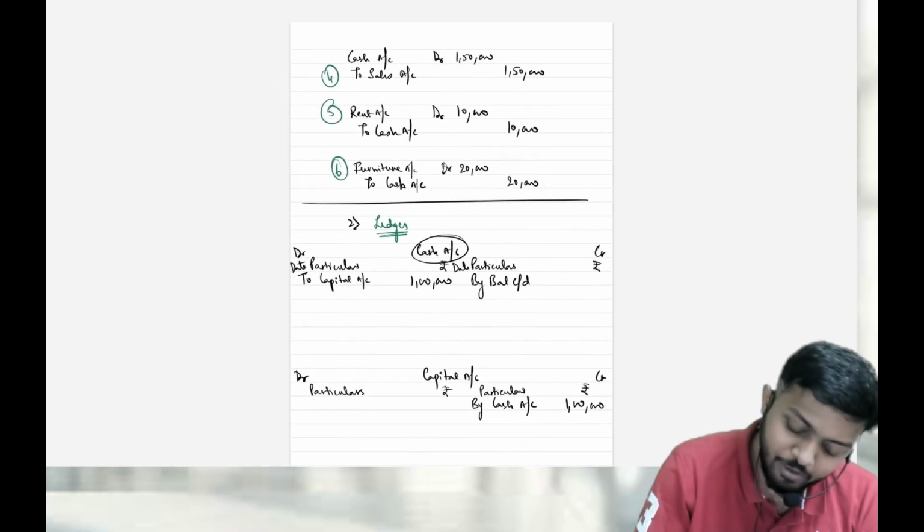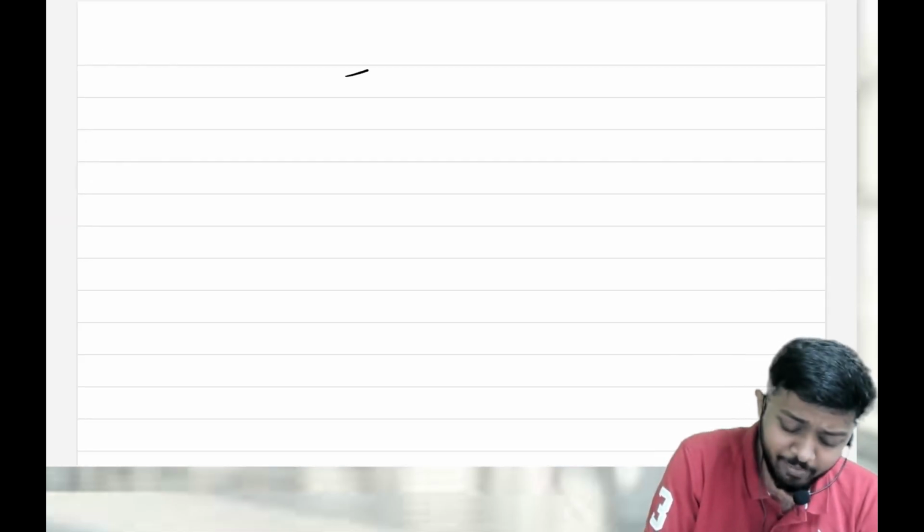What is the third process that comes in your accounting cycle? Once ledger has happened, you will prepare trial balance.